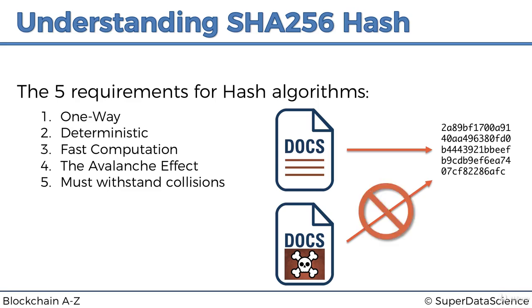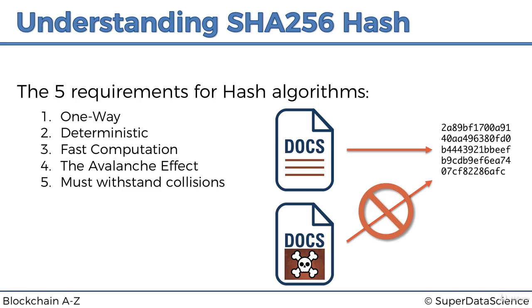So collisions should not be possible. So there we go. Those are the 5 requirements for secure and safe hash algorithms. They have to be one-way, deterministic, fast computation, the avalanche effect, and must withstand collisions. I know this is quite a lot to take in on cryptography at the very start, but at the same time, this is the foundation of what we're going to be discussing about blockchain. So these things are going to be very, very useful to us.